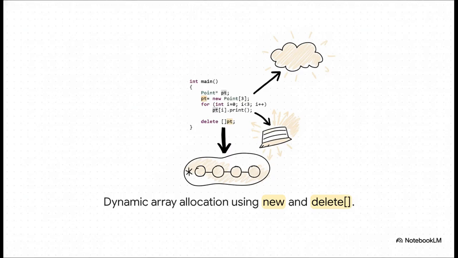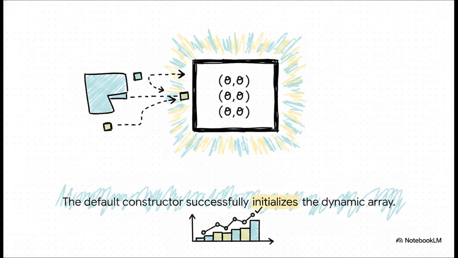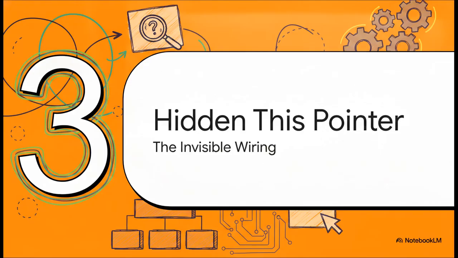But here is the absolute most important part. Because we manually requested this memory, we have to be good citizens. We have to give it back using delete[] when we're done with it. But just like our static array, that default constructor fires off anyway and initializes our dynamic points perfectly. So whether you're going static or dynamic, the C++ compiler is always making sure your objects are constructed before you can even use them. Section 3, the hidden this pointer, the invisible wiring.